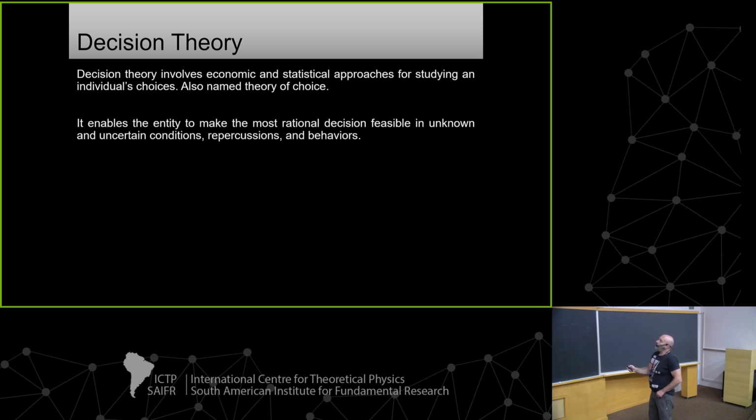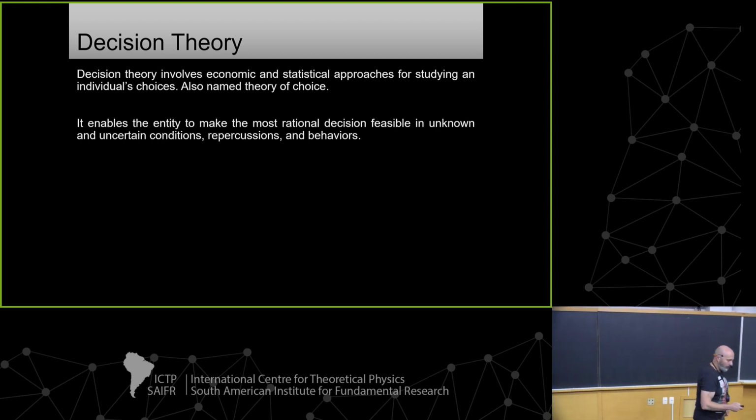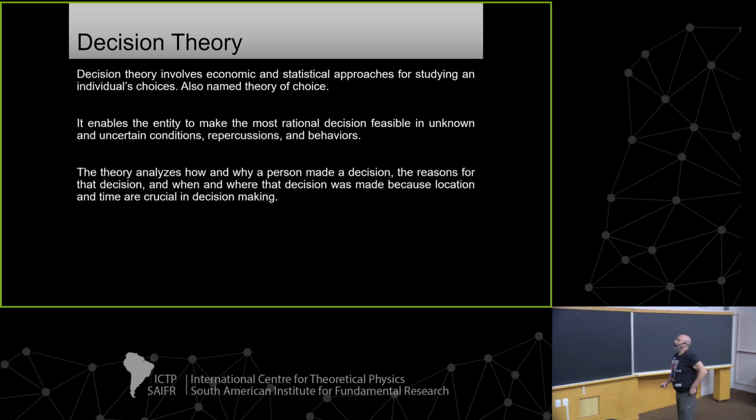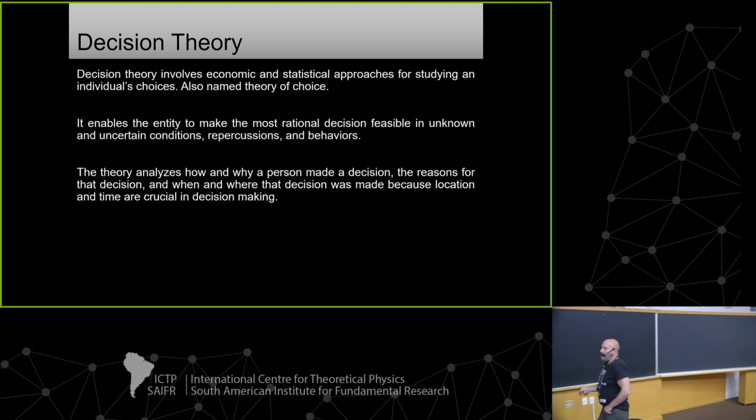So decision theory is what will give this individual the tools to make a decision if the information is not enough. How can I make the decision? I will try to think about the concept of rational choice and be able to make a decision. This theory analyzes how and why a person made a decision, the reasons for that decision, and when and where that decision was made, because location and time are also crucial in decision making. So as I mentioned before, this theory analyzes the behavior of an individual at the moment of making a decision.